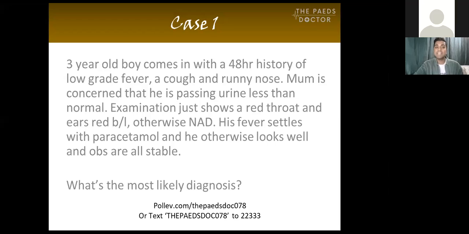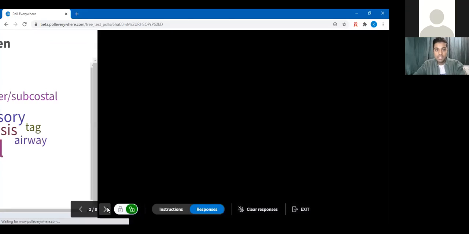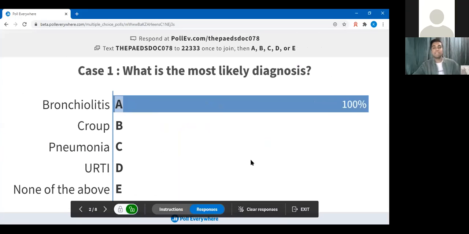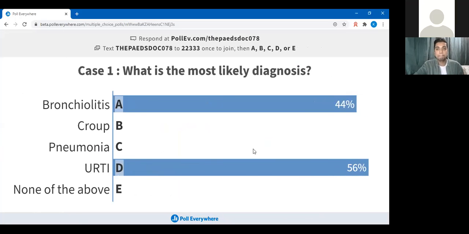Okay, so have a think. What's the most likely diagnosis in this child? And we'll go over to Poll EV. So let's go to the next question. Okay, so what's the most likely diagnosis in this situation? I'll let people answer and then we'll get to it.